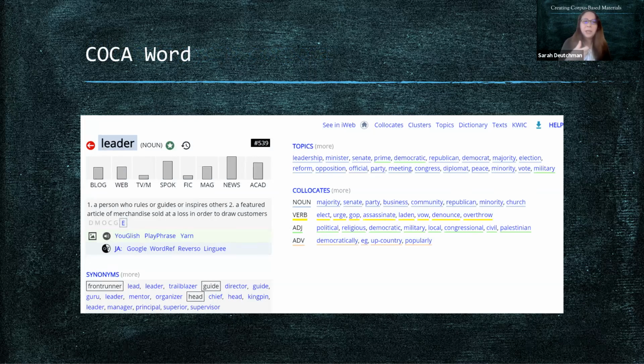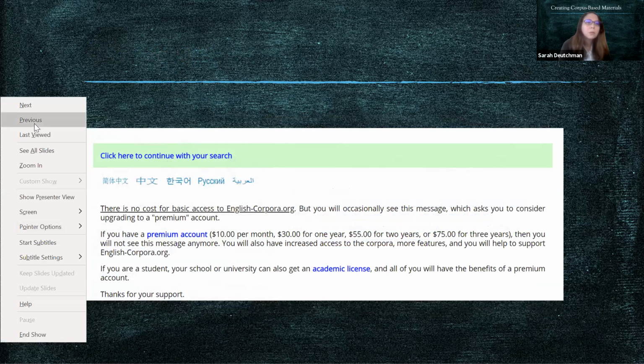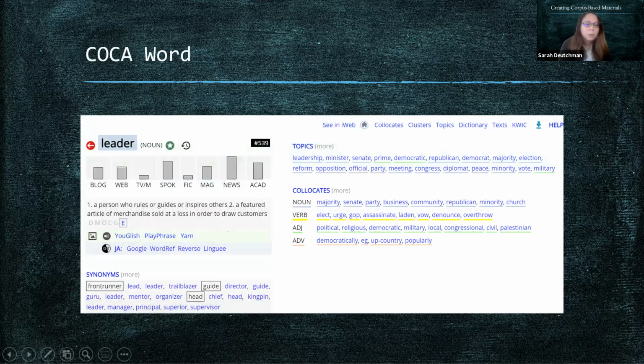If you are looking at a word like leader, this is from englishcorpora.org. Do I have a laser pointer? No, I don't. Oh, here it is. Hey, laser pointer.